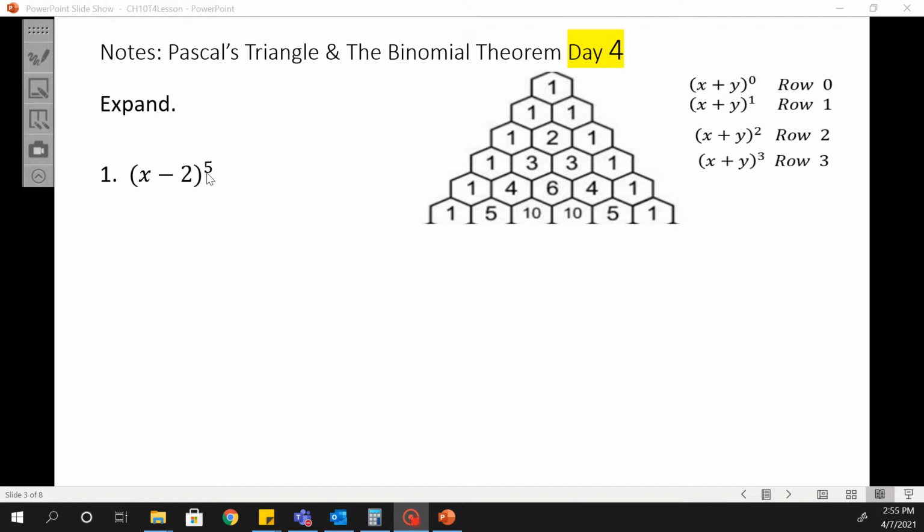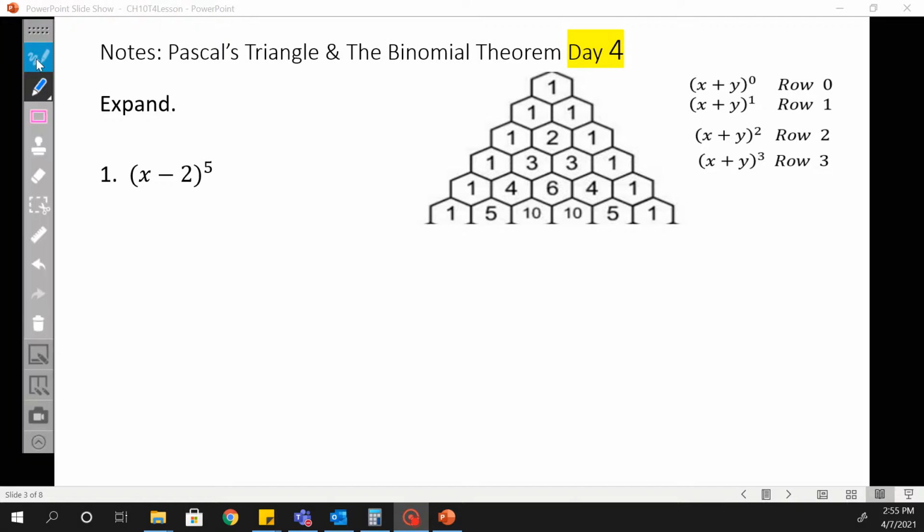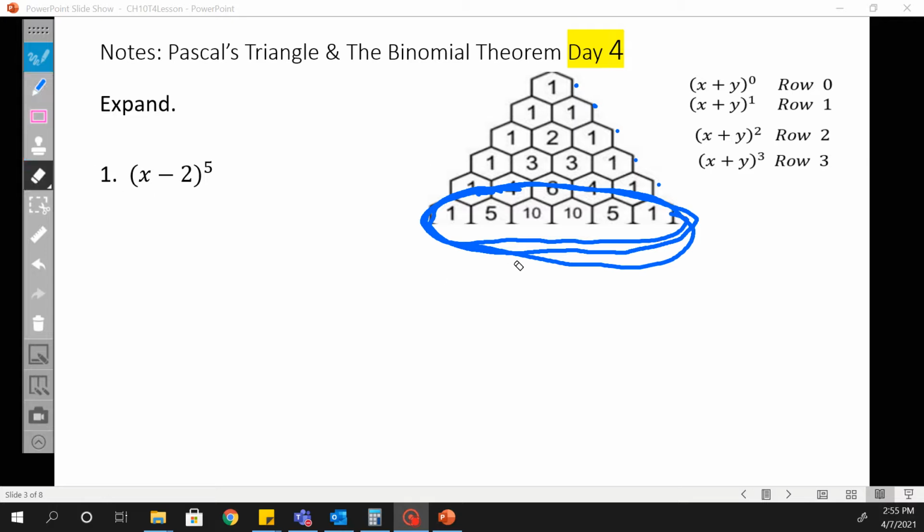So this is x minus 2 to the 5th power, so we're going to be using the 5th row. So 0, 1, 2, 3, 4. This is the row we're going to be using. For each one of these, the power of this goes down and the power of this one goes up.